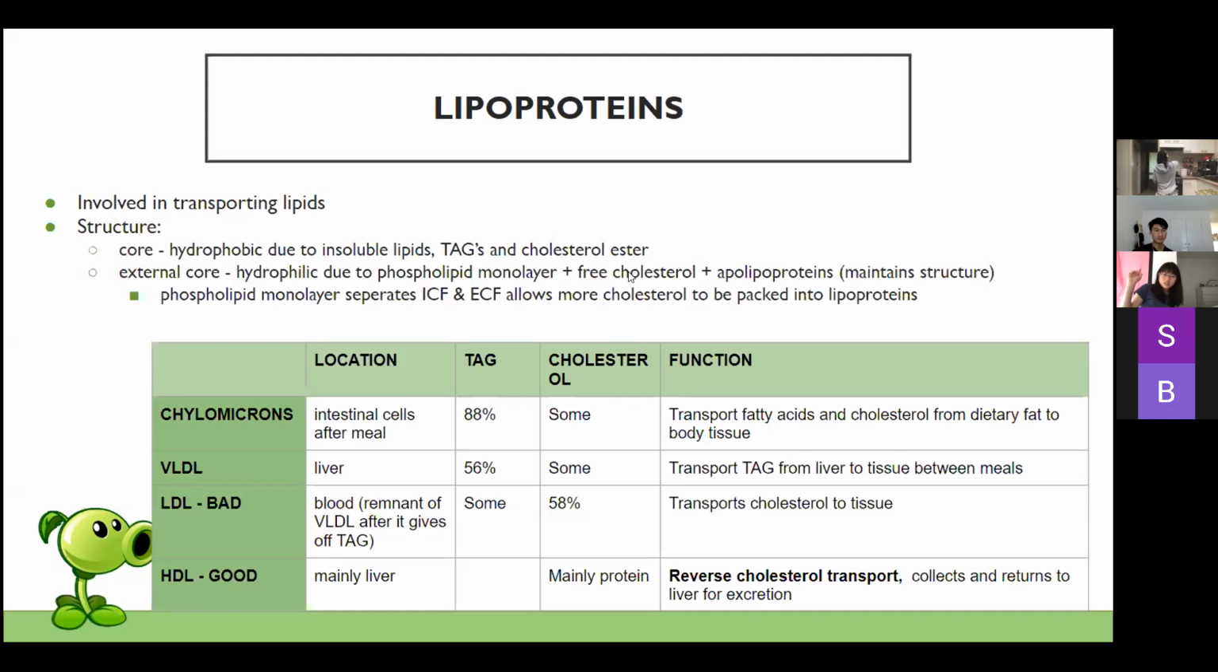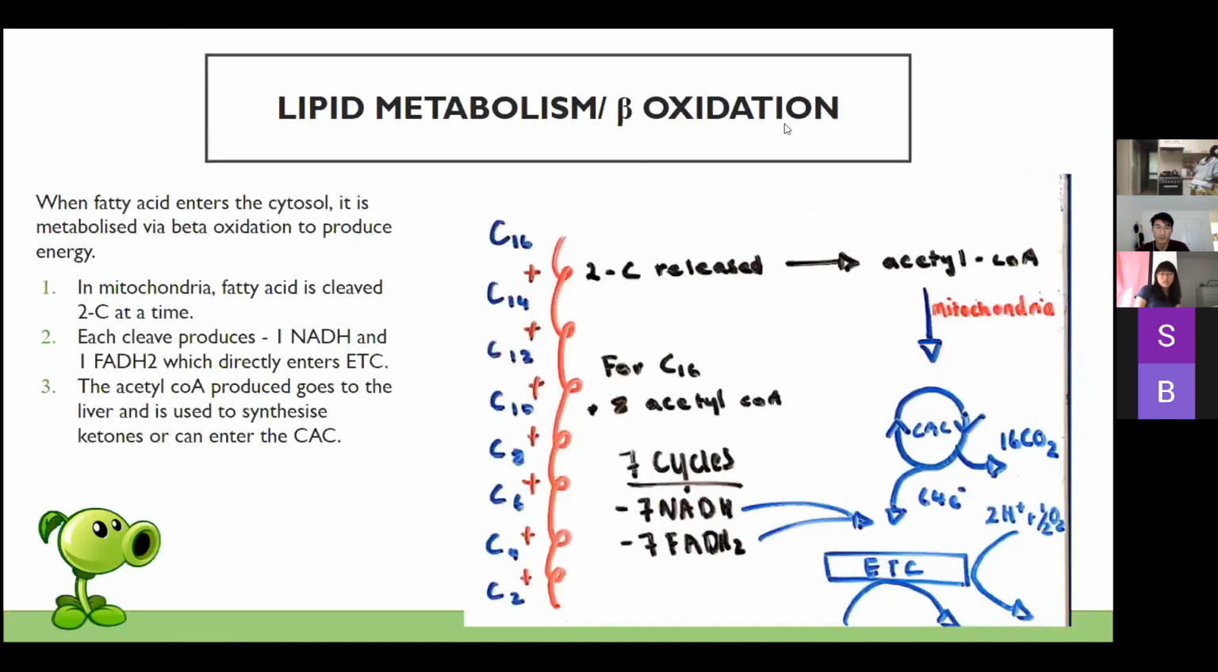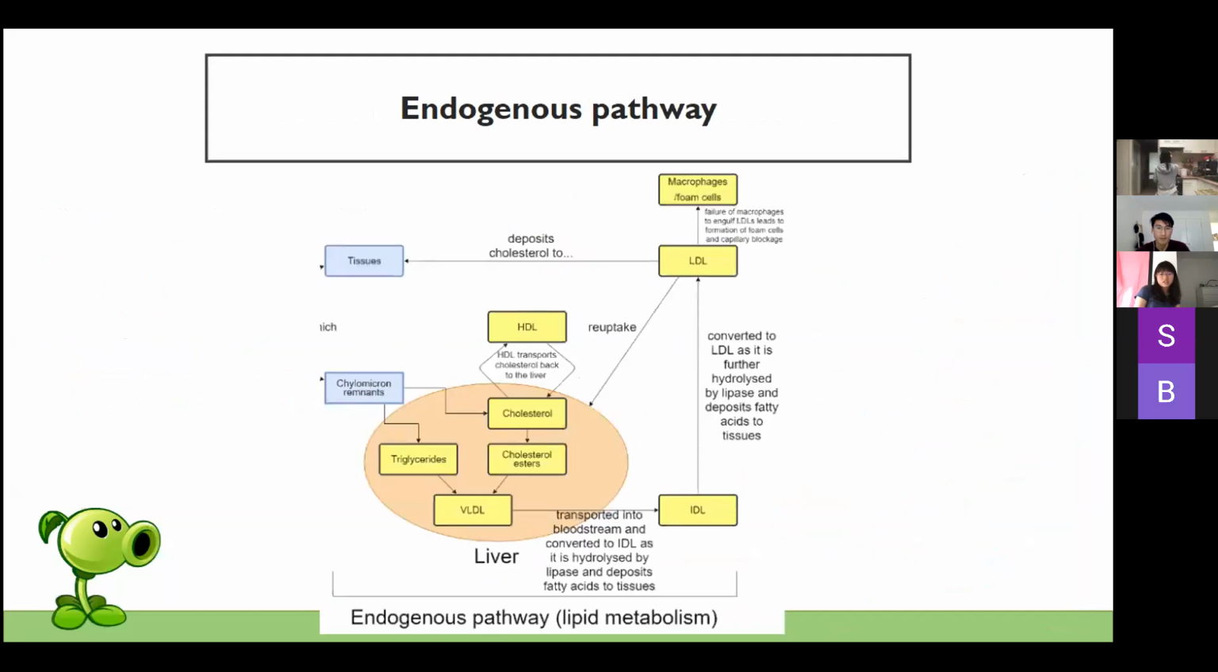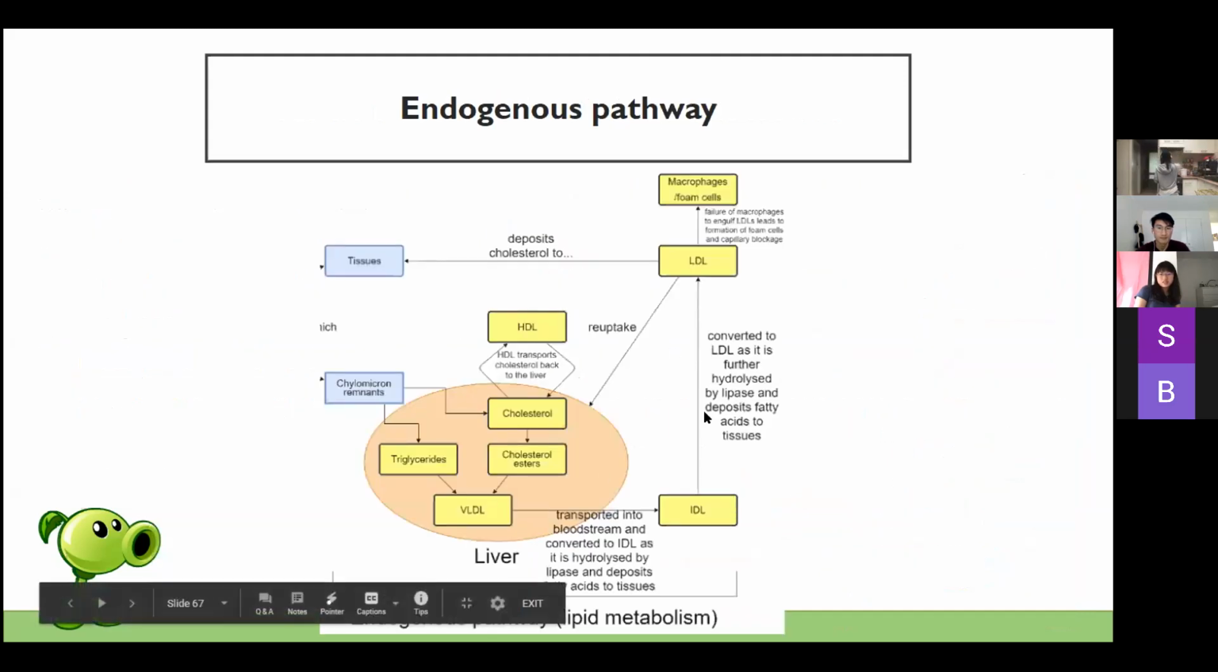Do you have a question, Karina? And for the intermediate density lipoprotein, they are kind of in between, because HDL is good and LDL is not good. So IDL. Are you asking if it's good or bad? And its function. Its function is pretty similar to VLDL, so it also deposits fatty acids and cholesterol to tissues, basically. It's just another name, I guess.